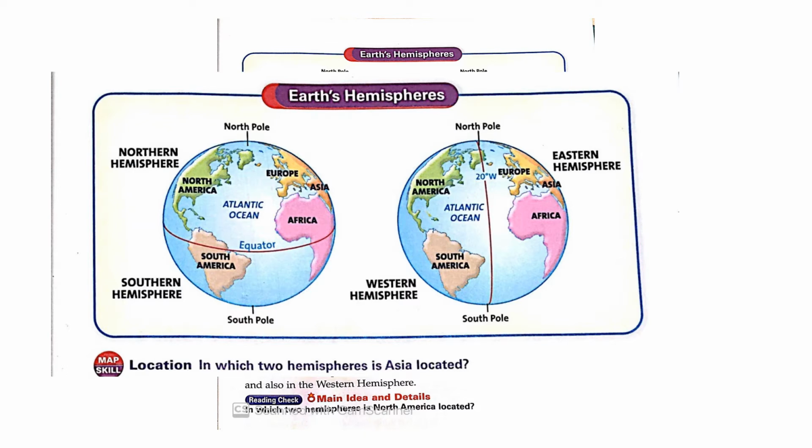Great. So, question for you. In which 2 hemispheres is Asia located? And if you look closely at Asia, you're going to find the answer. So, I want you to go to a map, look at the continent of Asia, and decide which 2 hemispheres. Is it in the Northern Hemisphere? Is it in the Southern Hemisphere? Is it in the Western or the Eastern? And don't forget to post your answer.